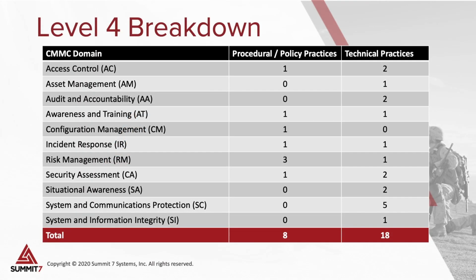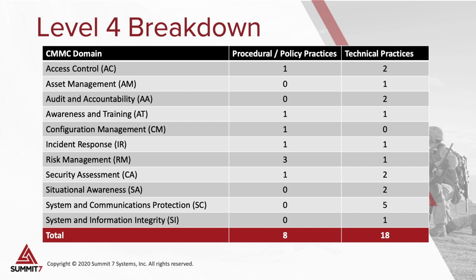So what I did here in this first table is break down all of the level 4 practices by domain, and then show whether these are procedural and policy type practices, where you have to put a policy in place, write a procedure, write a document that says this is how we're going to do something, and then disperse that out among your organization? Or is this something where we have to actually build and implement a technical solution to technically enforce this requirement? Right. Gotcha. And so that's what you see here on the screen.